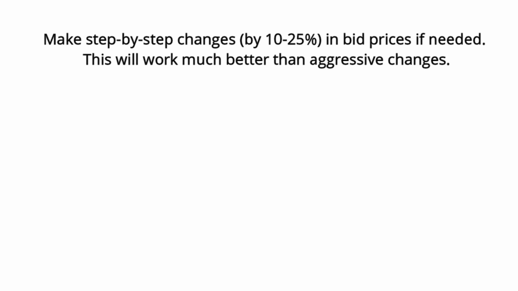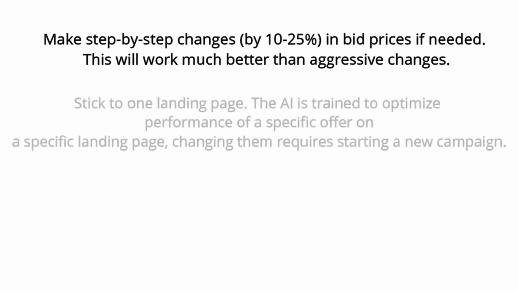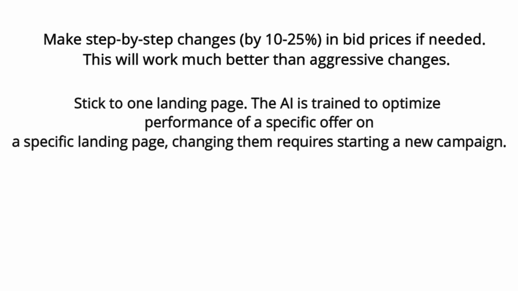Stick to one landing page. The AI is trained to optimize performance on a specific offer on a specific landing page, so changing them requires setting up a new campaign. And optimization takes time, so be patient. As the Guinness ad says, good things come to those who wait.